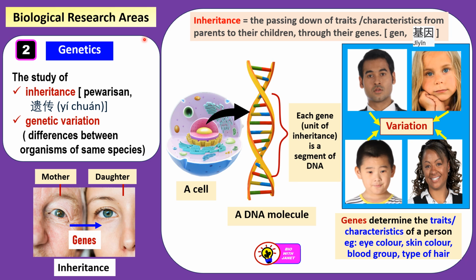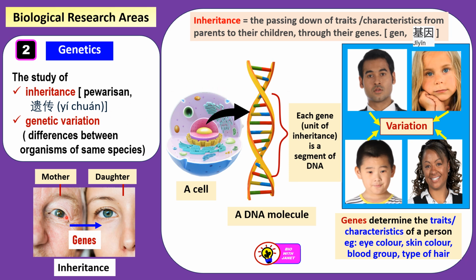Now, one interesting biological research area is genetics. So genetics is the study of inheritance. In Malay, it's called pewarisan. Chinese is yichuan. What is inheritance? Inheritance is the passing down of traits or characteristics or sifat-sifat from parents to their children through the genes of the parents. Okay, in Malay we call it gen and Chinese is jiyin.